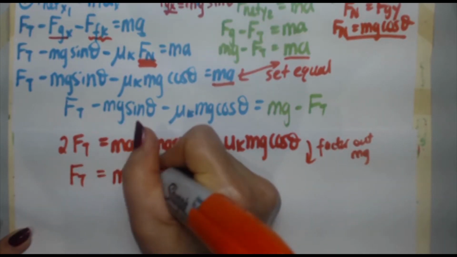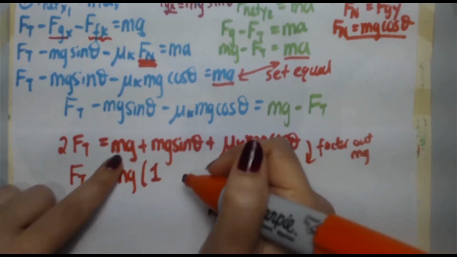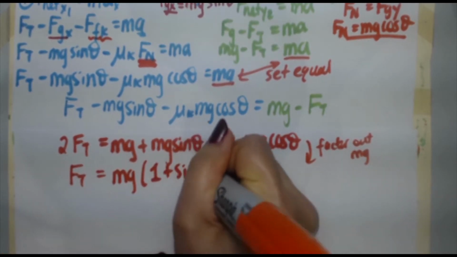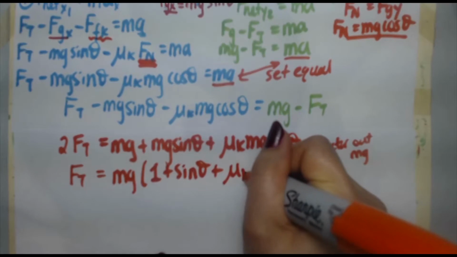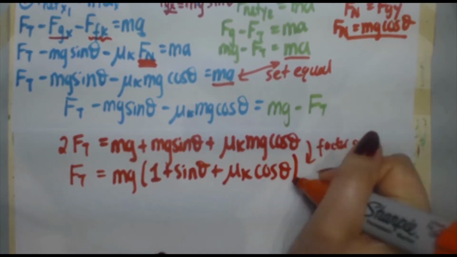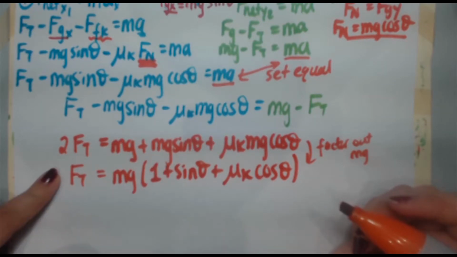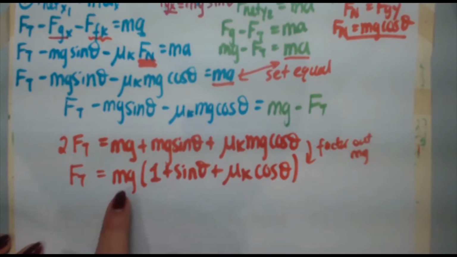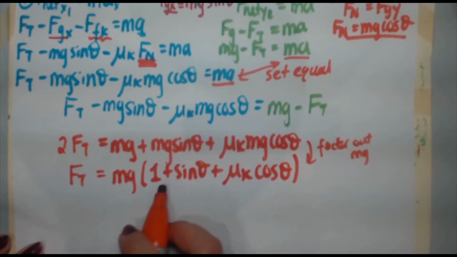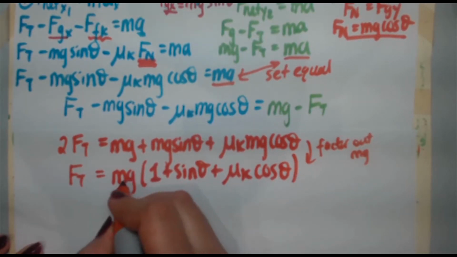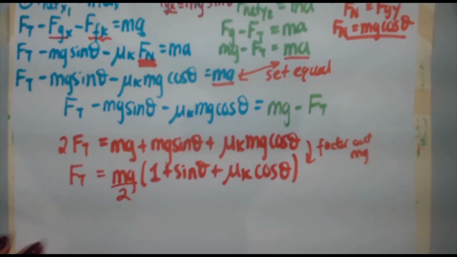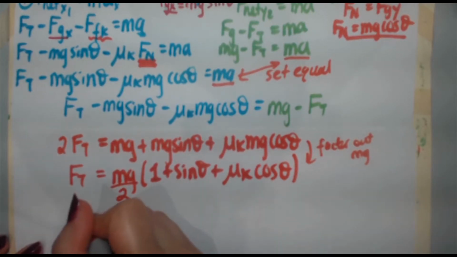If you take out mg, we're going to get 1 from the first term, sine theta from the second term, and mu k cos theta from the third term. We factored out mg. Now imagine dividing both sides by 2. Because this is a product, I don't need to necessarily write the entire thing over 2. I can just write the over 2 right there. It means the same thing. Now at this point, I believe I can just plug in my numbers and solve.